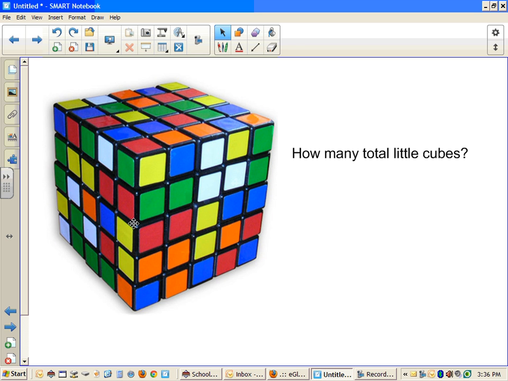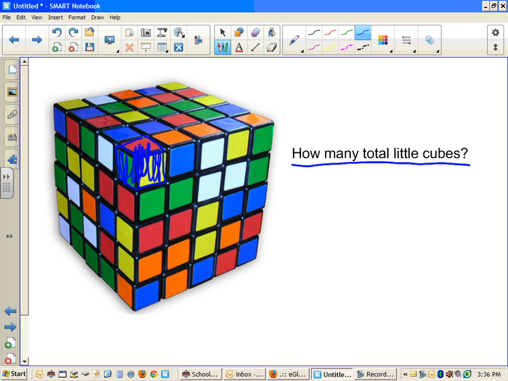What I want to know is, in this Rubik's Cube, there are these little teeny tiny cubes. See? It's a cube. How many of those little cubes make up this big cube? How many total little cubes are in here if you were to explode it and throw it on the ground? How many little cubes are you going to have to pick back up? That is my question. Okay, bye-bye.